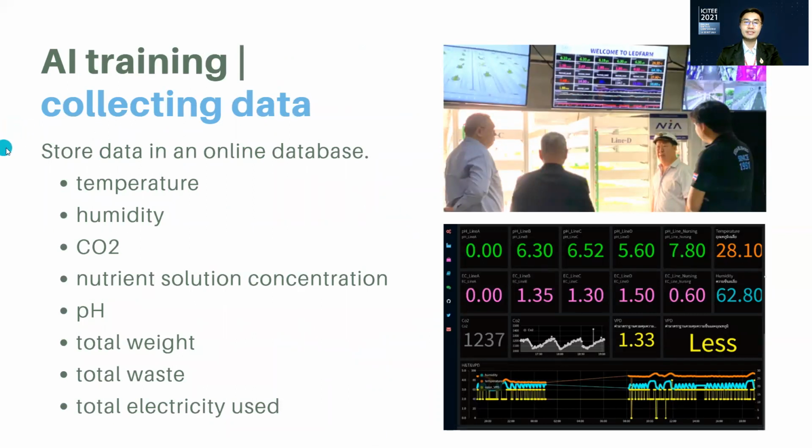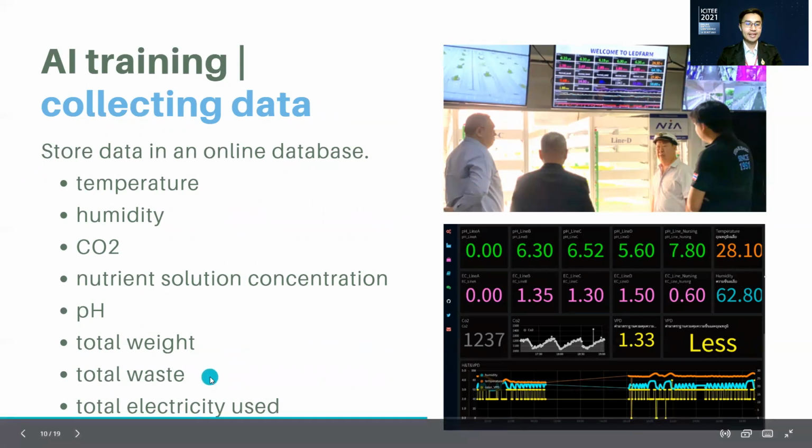The next step is AI training. The first step of the AI training is collecting data. We collect the data in the database every 5 seconds. The data that we collect include the temperature, humidity, carbon dioxide, nutrient solution concentration, pH value of the water, the total weight of the plant, the total waste, and the total electricity used.